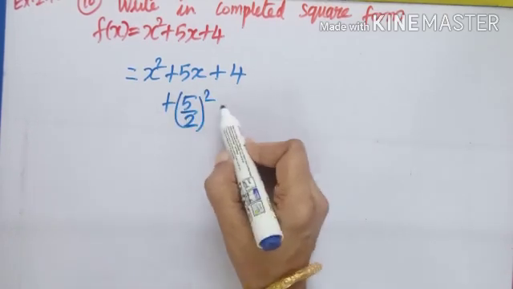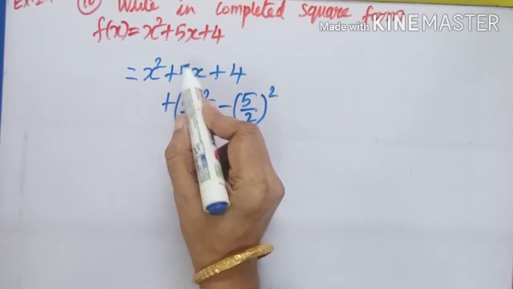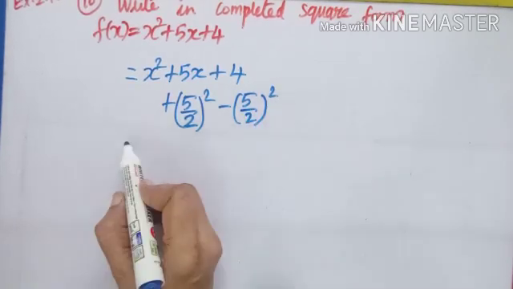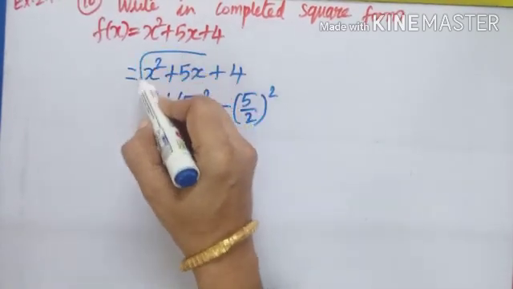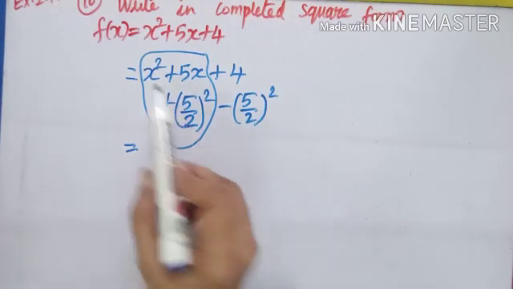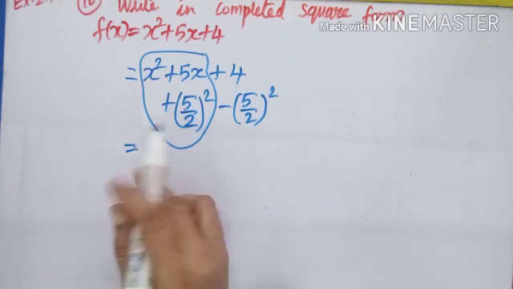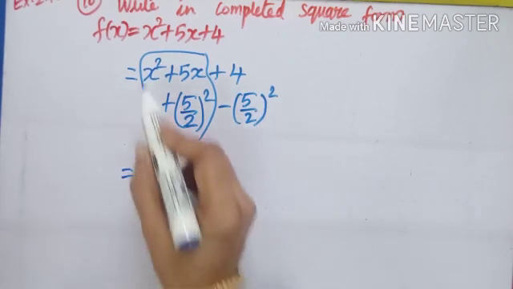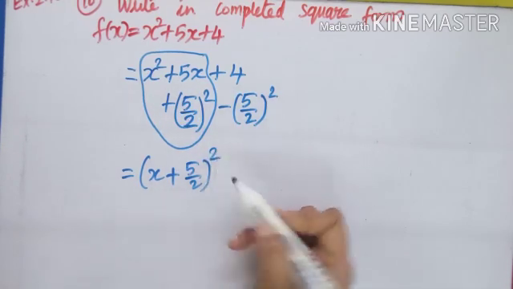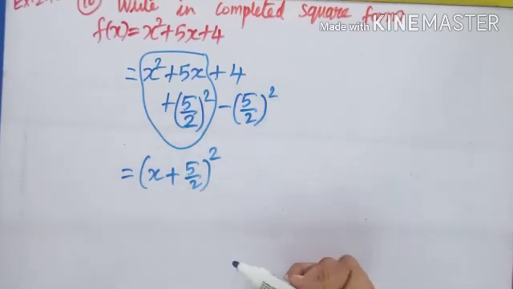Add the square, subtract the square. So, whatever number is here, divide by 2, add the square, subtract the square. Now, these three things, let me join. What formula is this? A square plus 2ab plus b square. Or I will say it is a plus b the whole square. To arrive at this format only, we do this operation.